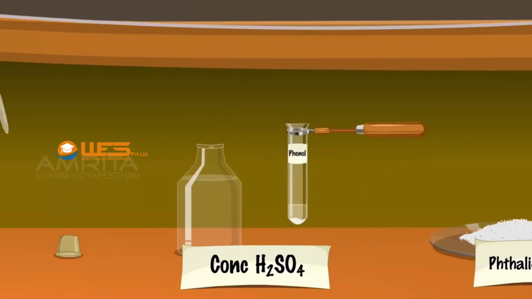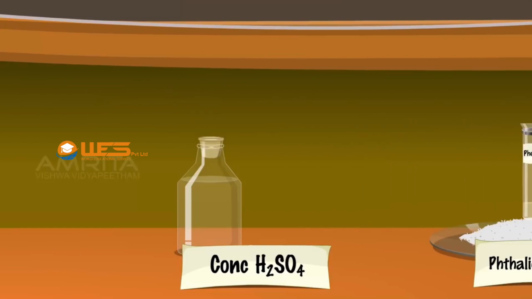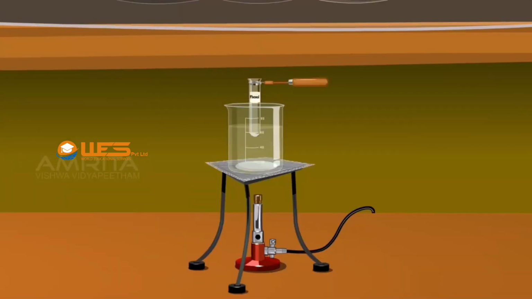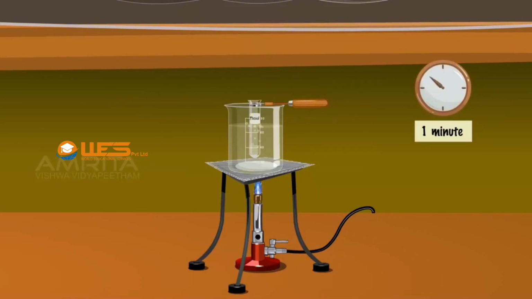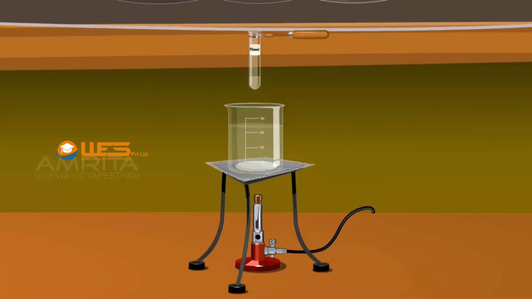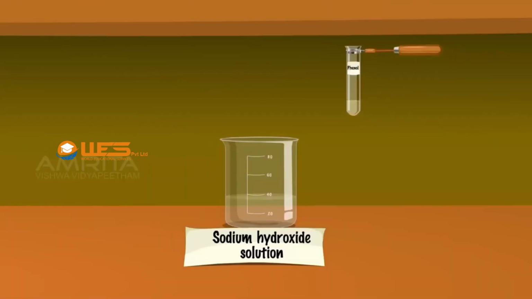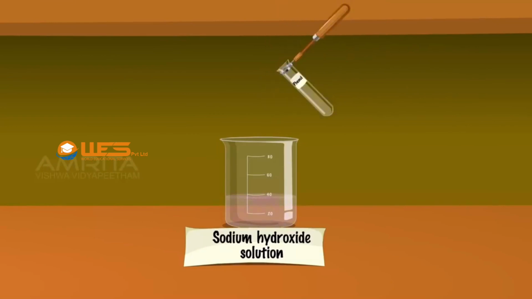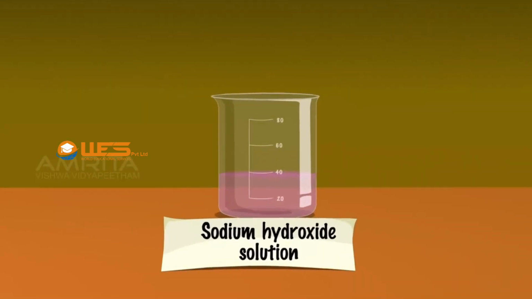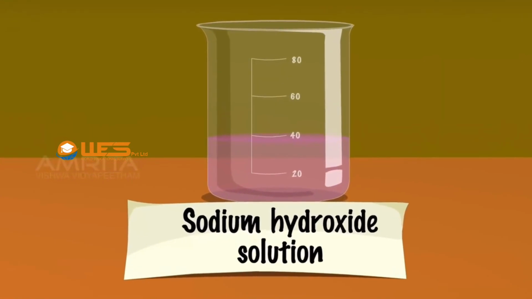Using a dropper, add a small quantity of concentrated sulfuric acid to the test tube. Heat the contents of the test tube in an oil bath for about 1 minute. Pour the reaction mixture carefully into a beaker containing sodium hydroxide solution. On heating, phenol reacts with phthalic anhydride in the presence of sulfuric acid to produce phenolphthalein, which is colorless. Phenolphthalein gives pink color with an alkali such as NaOH.